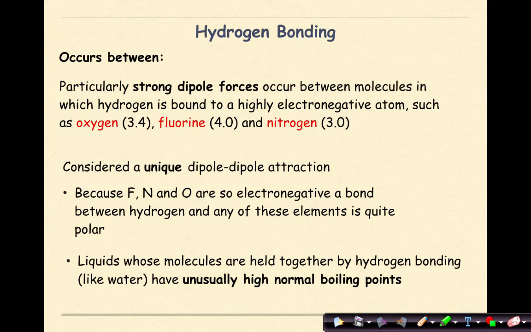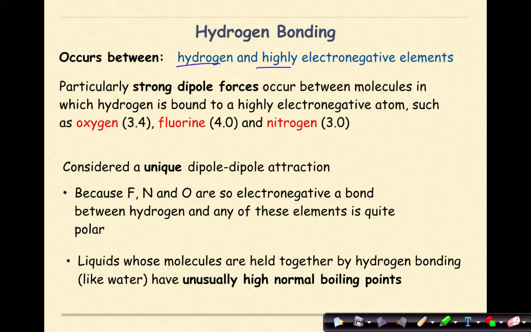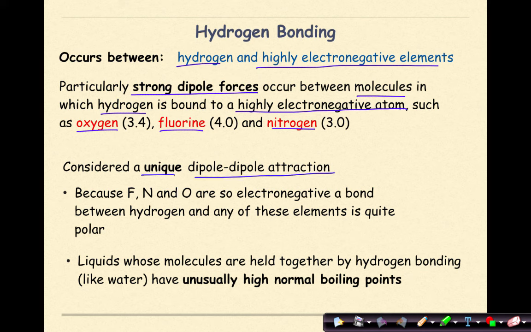Hydrogen bonding occurs between hydrogen and highly electronegative elements. Particularly strong dipole forces occur between molecules in which hydrogen is bound to a highly electronegative atom, such as oxygen, fluorine, and nitrogen, considered a unique dipole-dipole attraction, so hydrogen bonding actually falls under dipole-dipole forces. Because fluorine, nitrogen, and oxygen are so electronegative, a bond between hydrogen and any one of these elements is quite polar. Liquids whose molecules are held together by hydrogen bonding, like water, have unusually high normal boiling points.